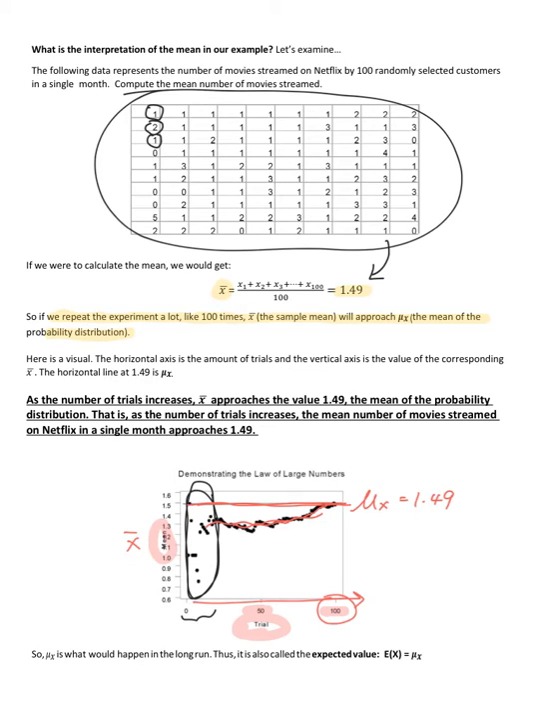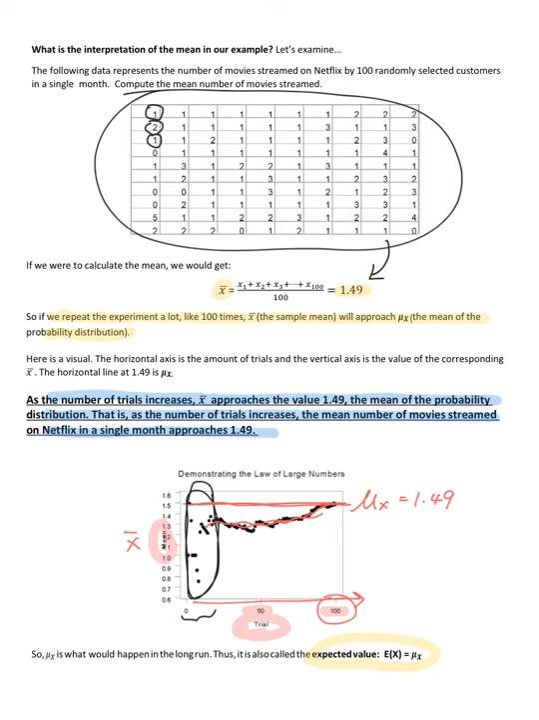Okay, so this part right here summarizes what we just talked about. As the number of trials increases, x bar, which is the mean of the sample, approaches the value 1.49, which is the mean of the probability distribution. That is, as the number of trials increases, the mean number of movies streamed on Netflix in a single month approaches 1.49. All right, so mu of x happens when we have a lot of probability experiments, a lot of trials. So we can also think of it as what happens in the long run. Sometimes it's also called the expected value.